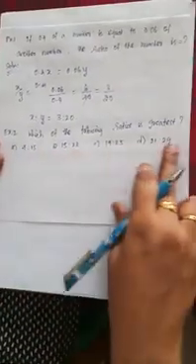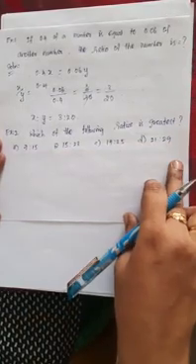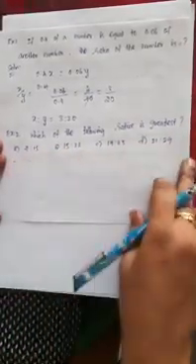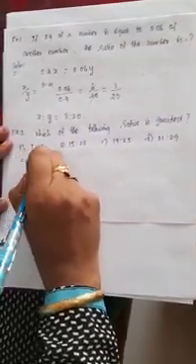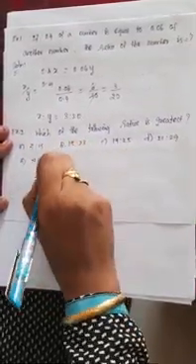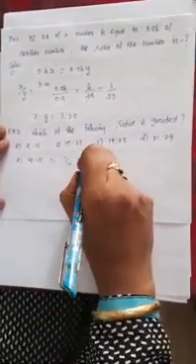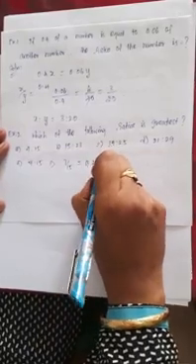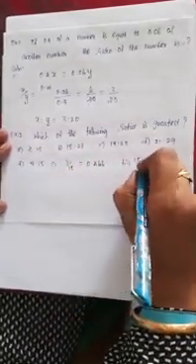Example 2. Which of the following ratios is greatest? Given 4 values. So first we have to find the value of these ratios. So first one is 7 is to 15. That is 7 by 15. 7 by 15 is 0.466. And next one, 15 is to 23.